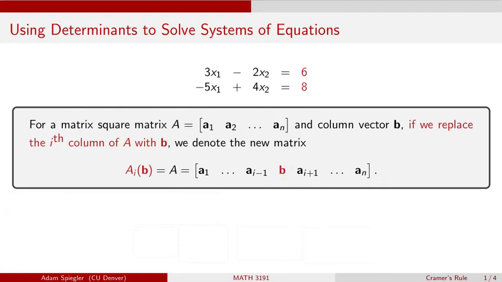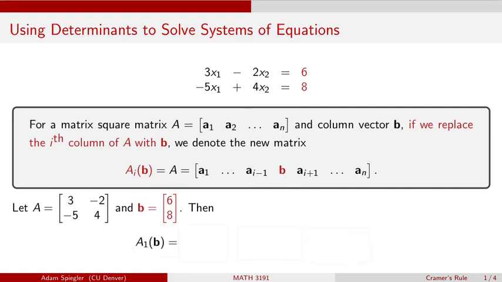So let's take a look at a concrete example. Let's say the matrix of coefficients for this linear system is matrix A. Its top row is 3, minus 2, and its second row is minus 5, 4. And column vector B is given by the numbers on the right side of these equations, namely a column vector with first entry 6 and second entry 8. Let's consider what these matrices would look like. What would matrix A1 evaluated at B look like? What would matrix A2 evaluated at B look like?